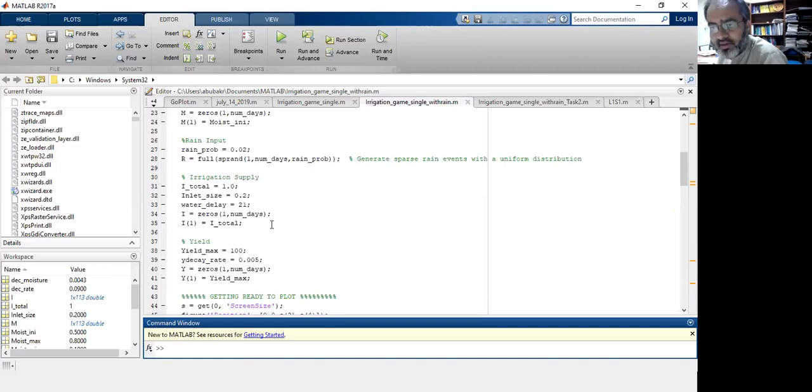This is a critical observation, Basit. That M is something that we are simulating. This is not visible to the farmer. Okay? And the irrigation that they release from upstream, they do it without seeing M. And shortly we will work out the chart for this.